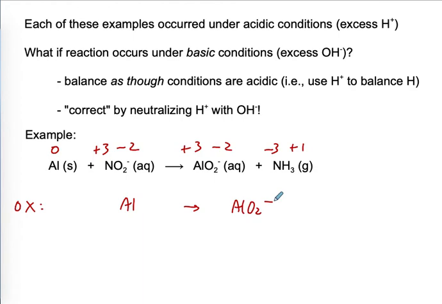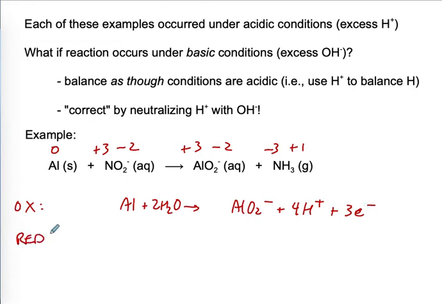To balance oxygen, I'll put 2 water molecules on the reactant side. To balance hydrogen, I'll put 4 hydrogen ions on the product side. And to balance charge, I'll put 3 electrons. Again, a loss of 3 electrons is consistent with a 3-electron oxidation.